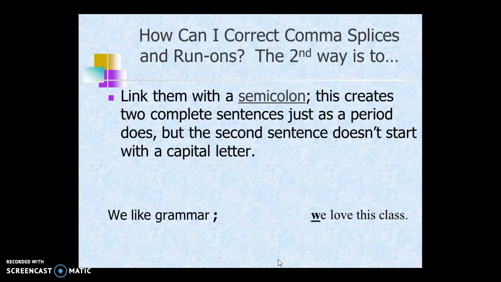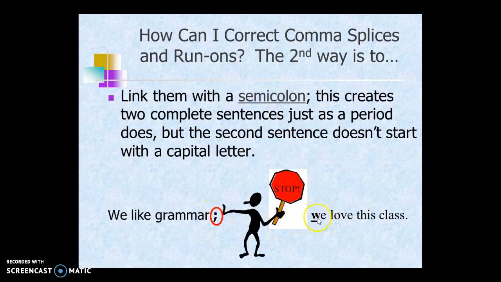How can I fix a comma splice or a run-on sentence? The second way is to link them with a semicolon. This creates two complete sentences just as a period does, but the second sentence doesn't start with a capital letter. In other words, we will separate ideas using a semicolon, but we know that after semicolons we don't use capital letters, okay? No caps needed there.